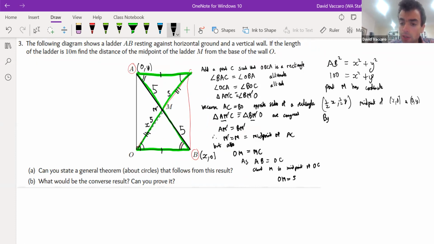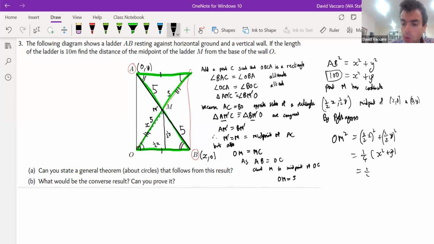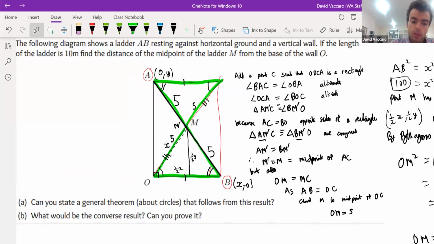So then by Pythagoras, OM squared is equal to, so this is half x, this is half y, half x all squared plus half y all squared, which turns into a quarter of x squared plus y squared. But x squared plus y squared is 100. So we get a quarter of 100, which is 25. So OM is equal to 5. Okay.